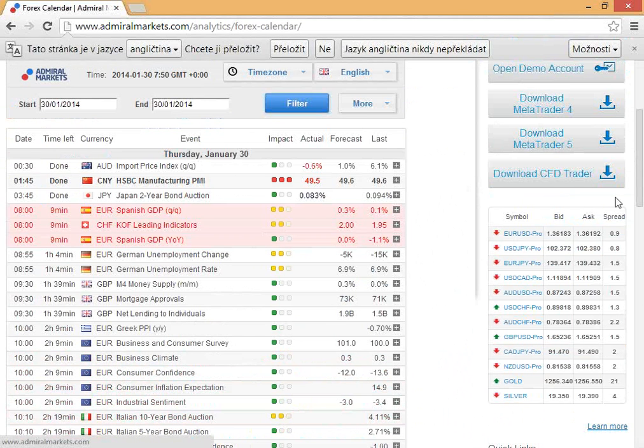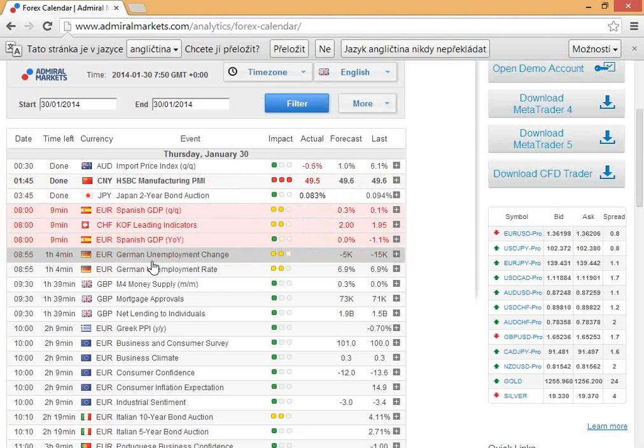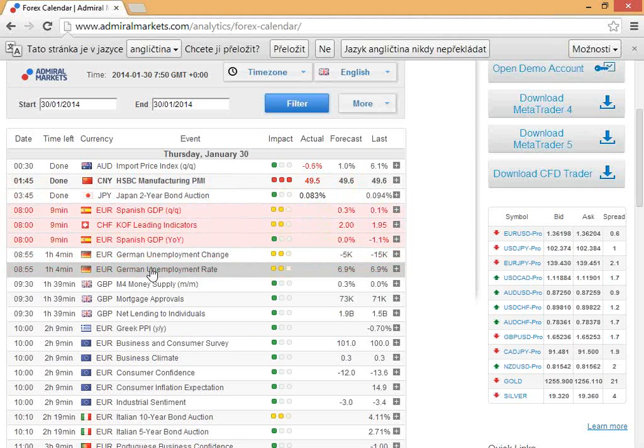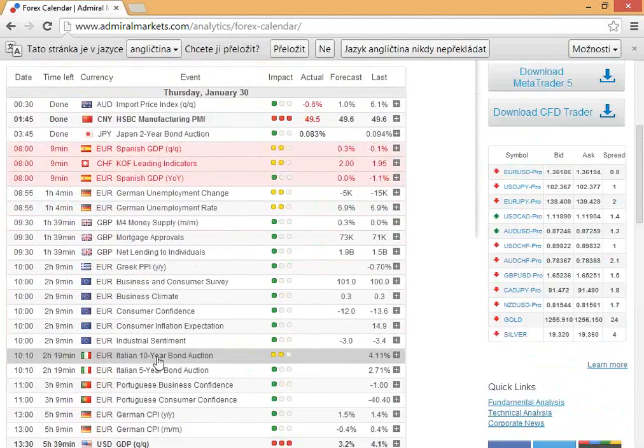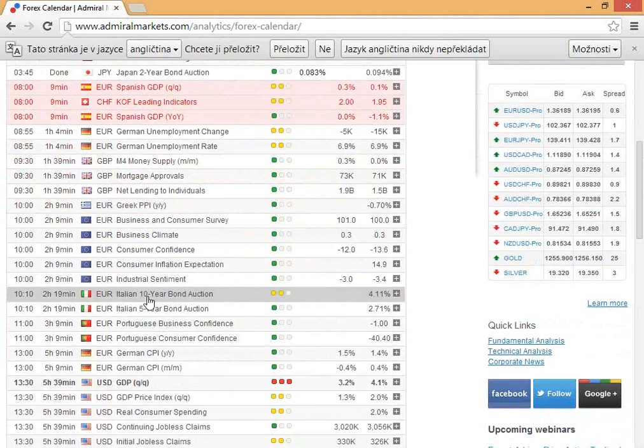In the meantime, though, we had China manufacturing PMI, 49.5. That's going slightly lower. Spanish GDP. We have German unemployment and unemployment rate. The end of our session, and then some lighter news until we get to the U.S. session with GDP and pending home sales. Pretty long calendar today.